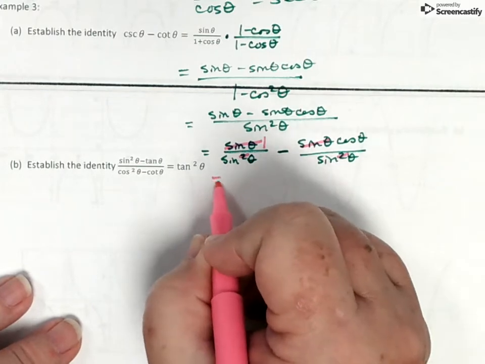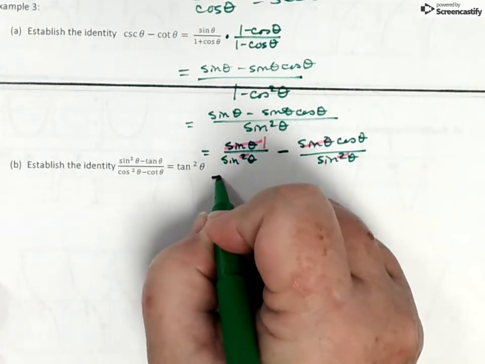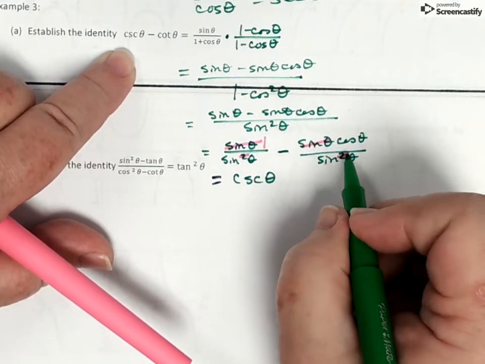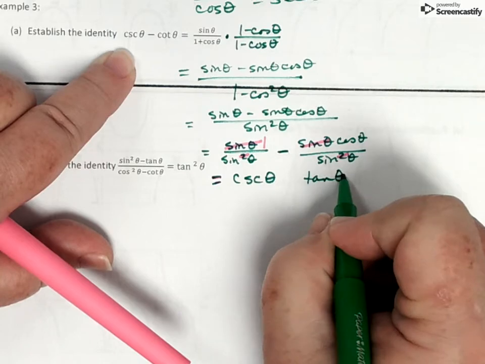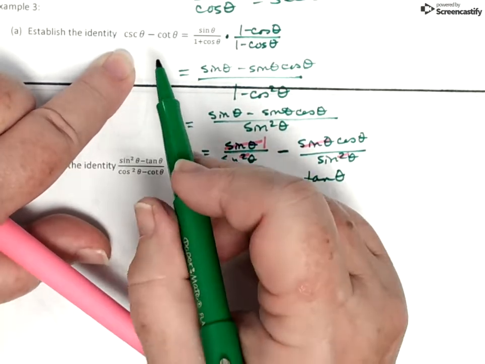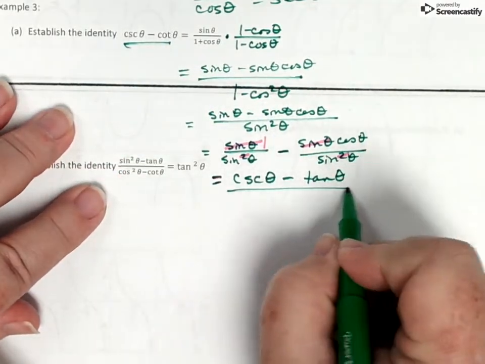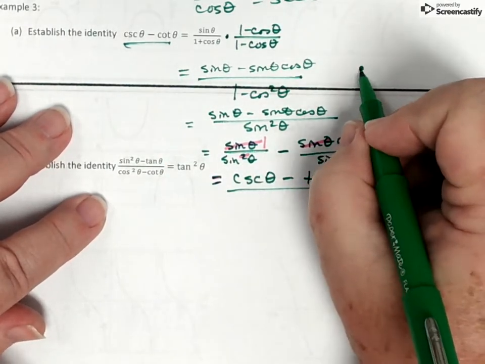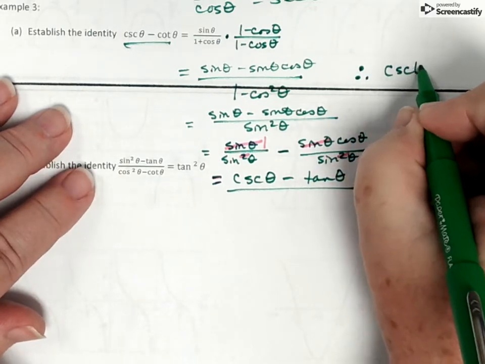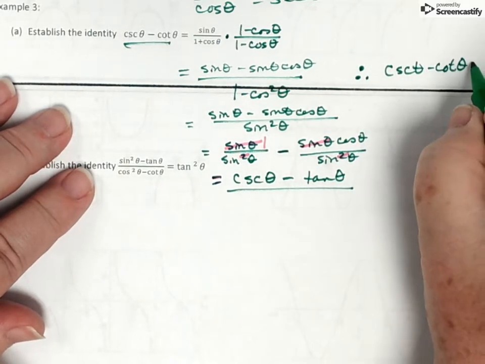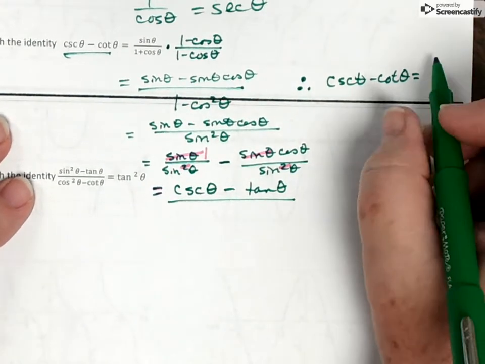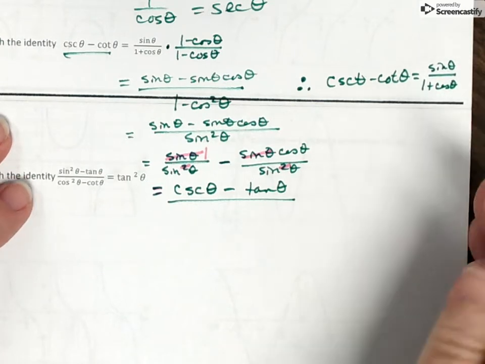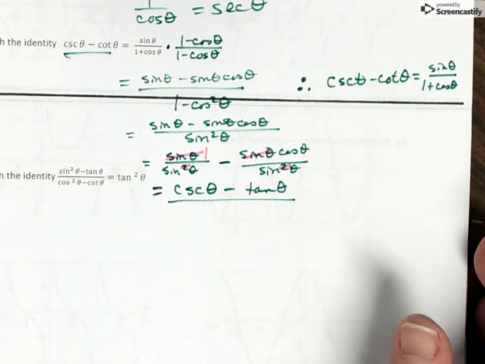Well, what is 1 over sine theta? 1 over sine theta is cosecant, keeping my end in mind, and cosine over sine theta is cotangent, and it's minus. And so the first side is identical to my end. My first side is identical to my end, and therefore, cosecant theta minus cotangent theta is equal to sine of theta over 1 plus cosine theta. We have established that that is always an identity.